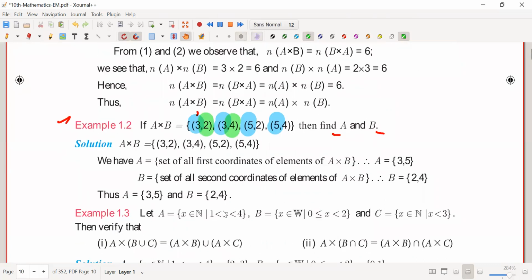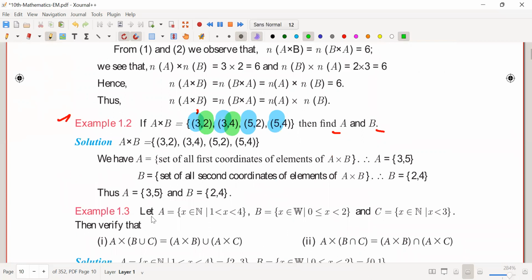All right. Now, in the third example, A equals x element of N, where x is greater than 1 and lesser than 4. So what would be set A? Good. Set A would be {2, 3}. Whole numbers x greater than or equal to 0 and lesser than 2: then B is {0, 1}. Then C is {1, 2}.